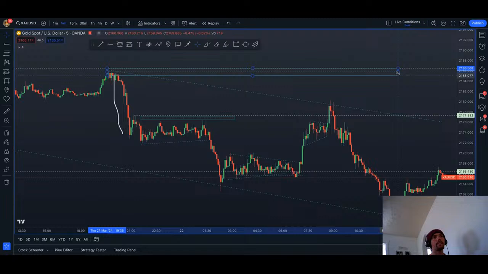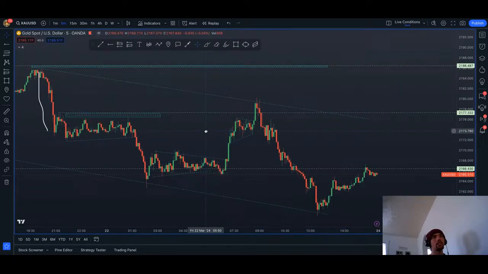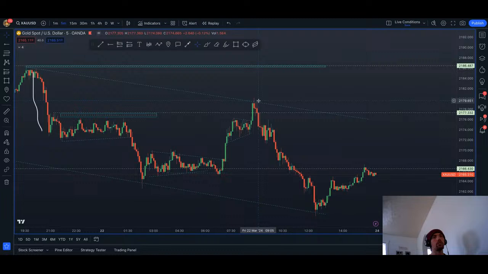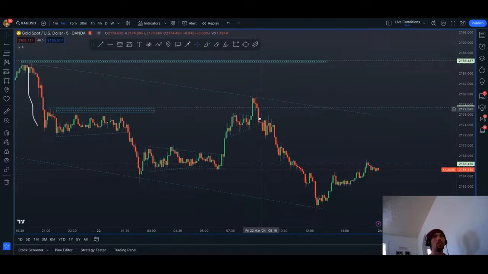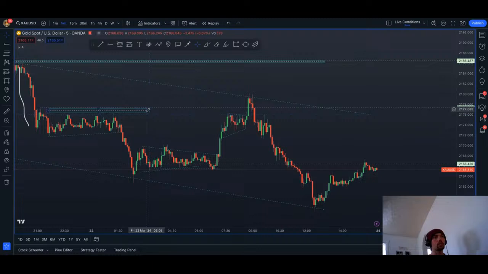It never filled these highs. We were going to look for either a break above the trend up to this high, or we were going to look for it to come up and we're going to take the trades off of this area.